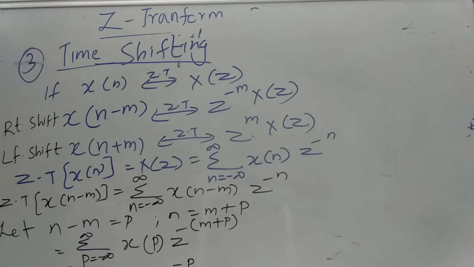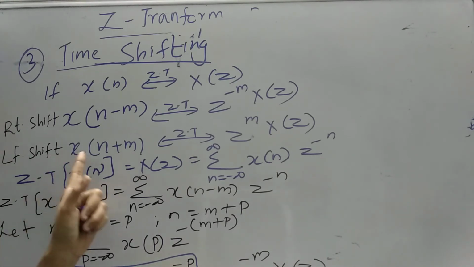So what can you take outside? You can take outside z raised to minus m, because the summation is for p only, so you take the m outside. So this is equal to z raised to minus m times the sum from n equal to minus infinity to plus infinity of x of n z raised to minus n, or with p, x of p z raised to minus p. Whatever it is, no problem. This can be written as X of z.